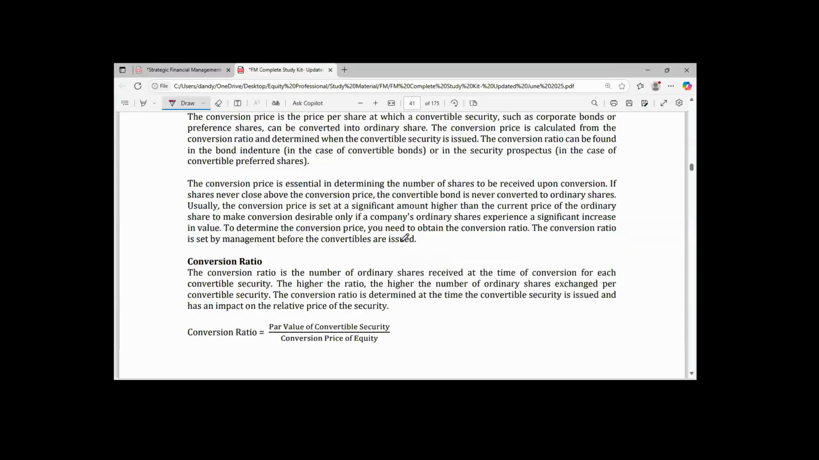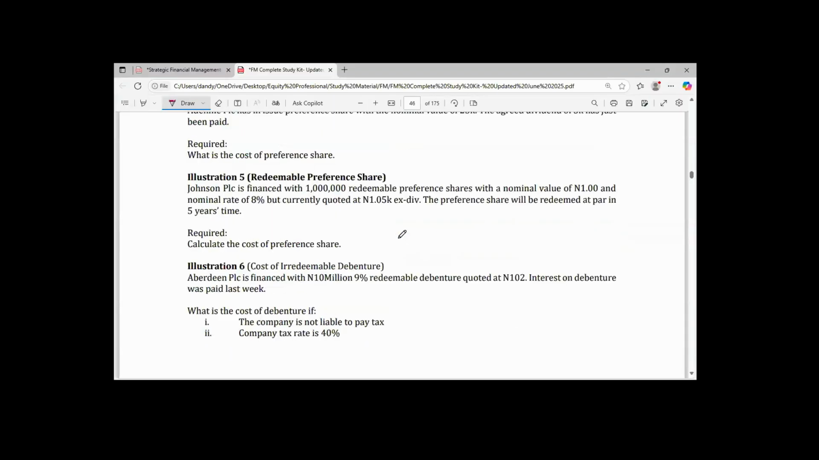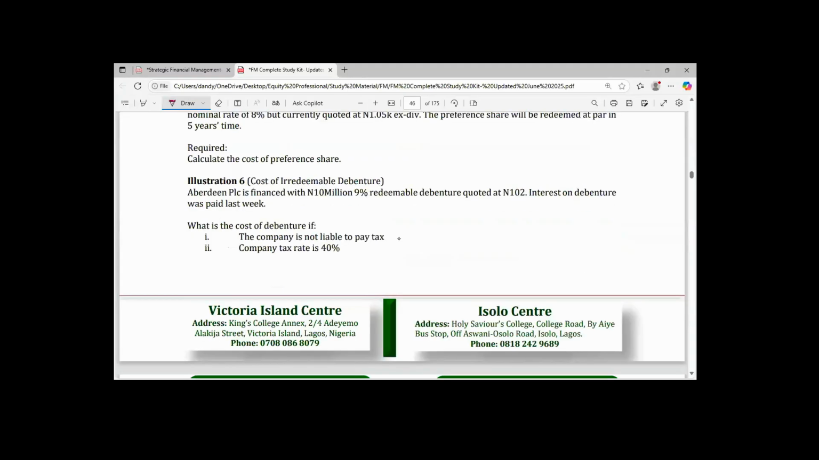Debt. Okay. This is preference share. Let's solve this illustration number 6 to practice what we have just discussed.